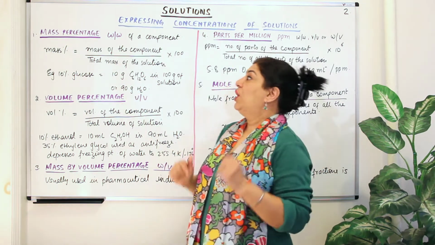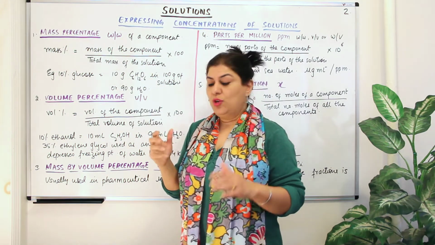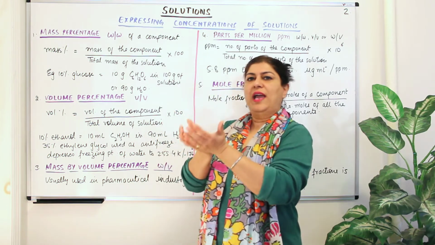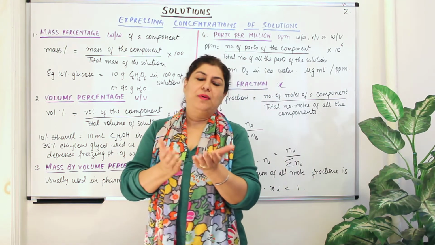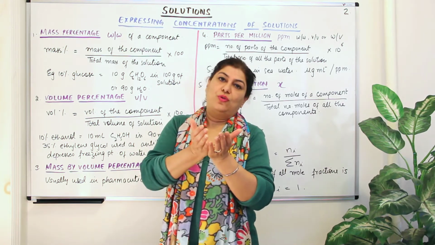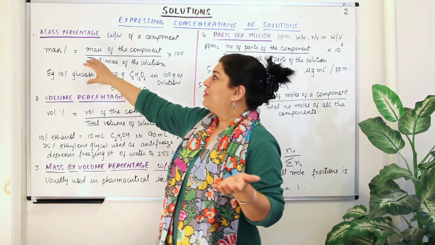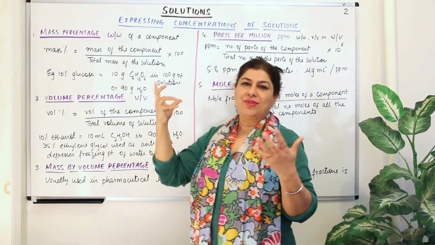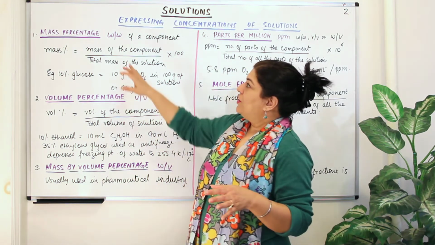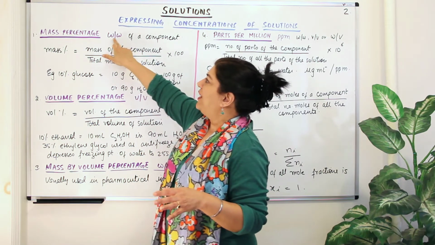The first way of expressing the concentration is mass percentage. Everything has weight. Mass into gravity is weight, so you could say that weight upon gravity would be mass. In chemistry, basically we talk of mass and weight and treat them as the same. So mass or weight, do you see here? I've written W by W, which means weight by weight.